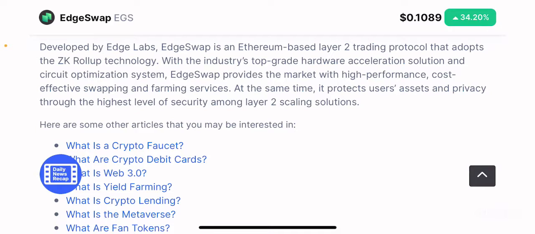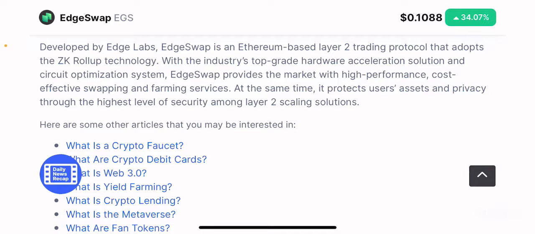So one of the main concerns with using Ethereum blockchain dApps, including many DEXs, is the fact that you have to pay extremely high gas fees and the transaction speeds are extremely slow as well, right? So in order to counter that, EdgeSwap uses some of the most leading tech that's out there in order to provide high performance, cost effective swapping and farming services as well, right?